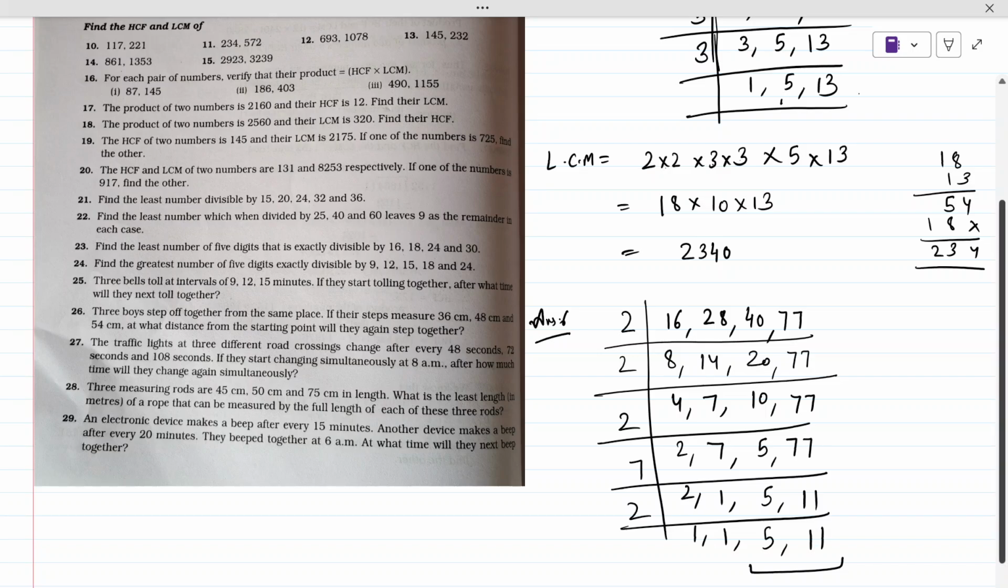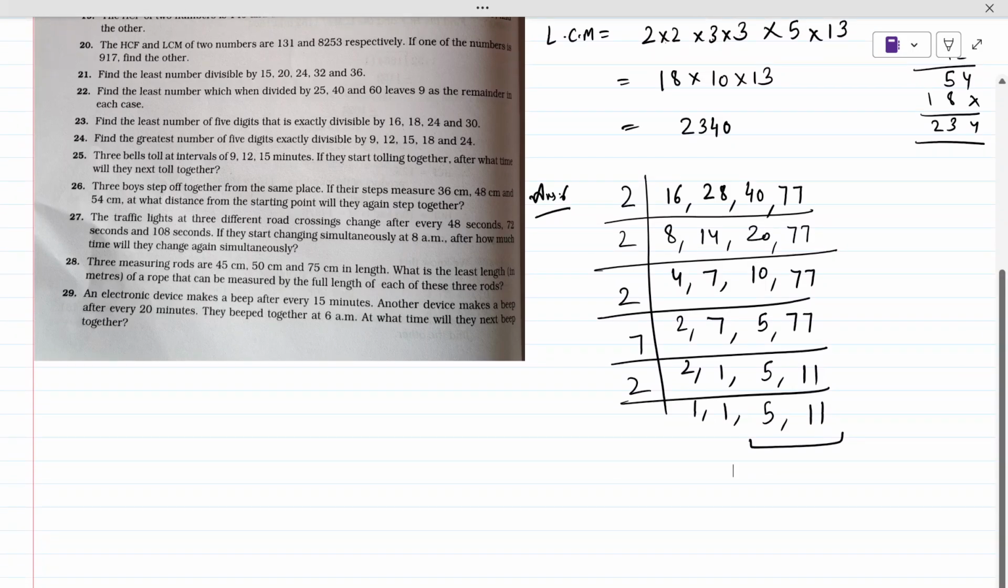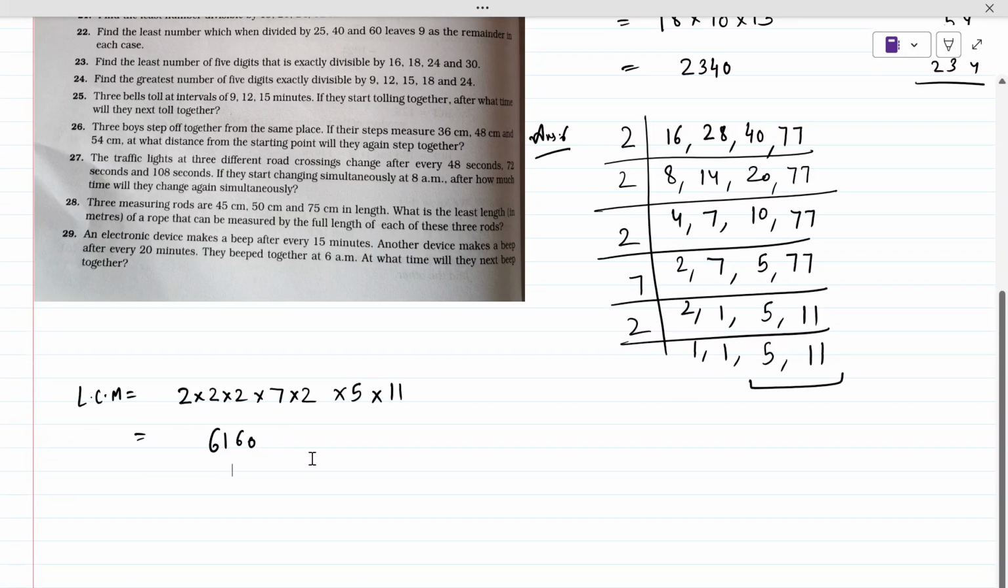These are the remainders. Now what we have to do is take out their product to find their LCM. So we have 2 into 2 into 2, these 3, into 7 into 2, these 2, and into 5 into 11, right? The product of this will give us the LCM. This product will be around 6160. If you multiply this, you will get this as the LCM.